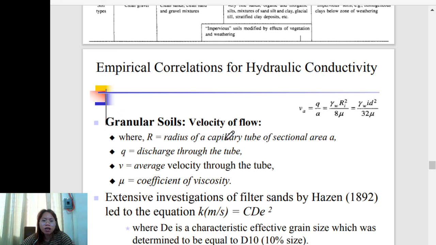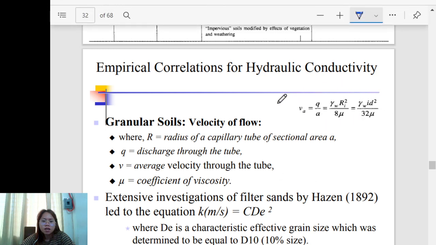This is for granular soils. The average velocity through the tube can be expressed in this equation: Q, the discharge through the tube, divided by A, the cross-sectional area of the tube, is equal to the unit weight of the water times R squared, where R is the radius of the capillary tube, over 8 mu, the coefficient of viscosity, which is equal to the unit weight of the water times i, the hydraulic gradient, times D squared, I guess the diameter of the capillary tube, divided by 32 mu. Alright.